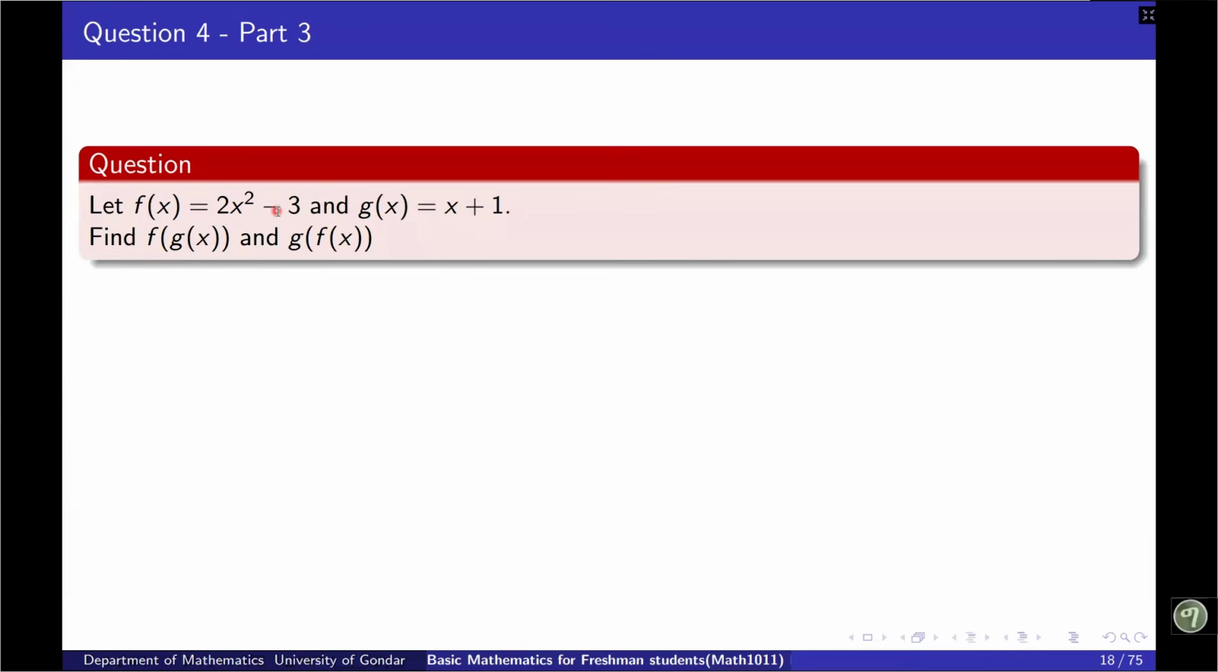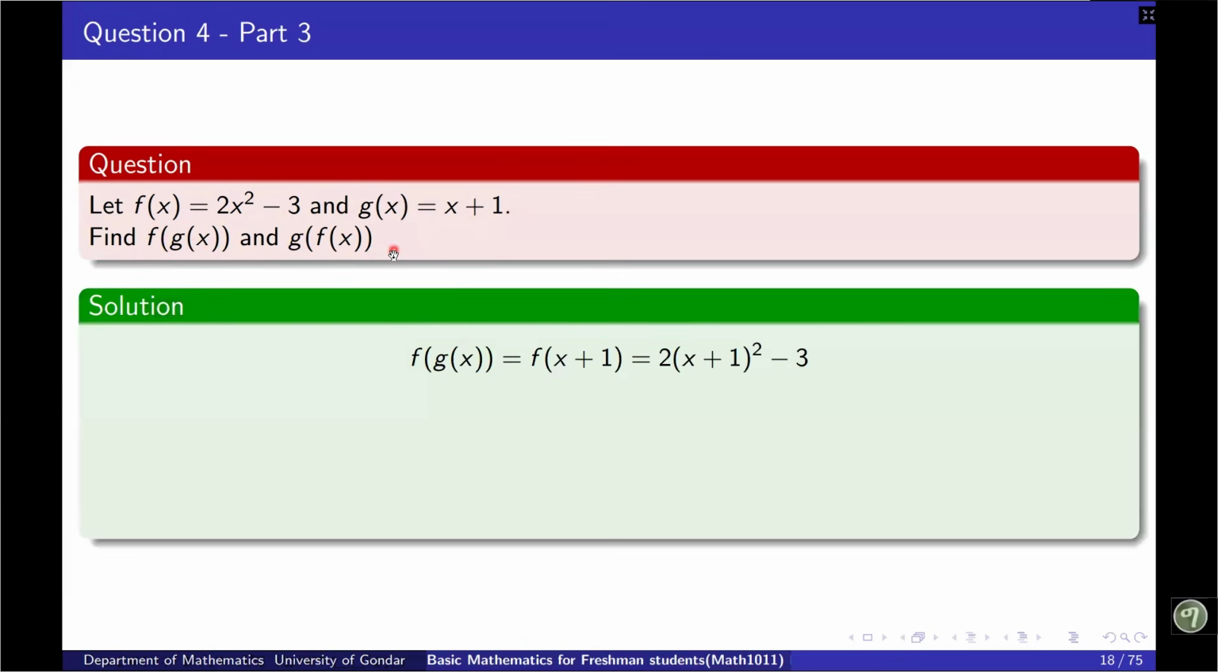Next, we are given the same functions f of x and g of x. We are asked to find the composition f composite g and g composite f. First, f composite g of x, by definition, is f of g of x, so it is f of, but g of x here is x plus 1. So we have f of x plus 1.